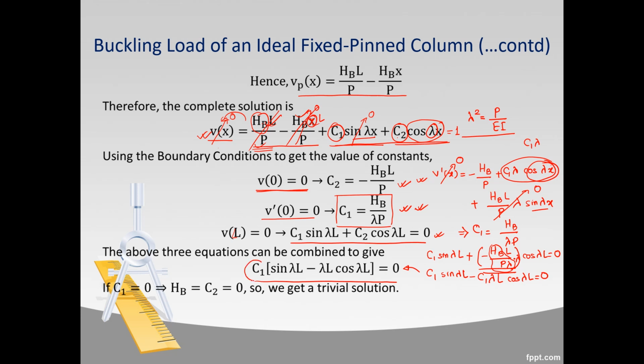So our C1 is not equal to 0. If C1 is equal to 0, then this means that this HB should also be equal to 0 and the value of C2 then should also be equal to 0. So that is a trivial solution that only represents the straight condition of your column. We do not have any deflections there. So to get an alternate solution, the remaining term should be equal to 0. Sine lambda L minus lambda L cos lambda L equals 0.